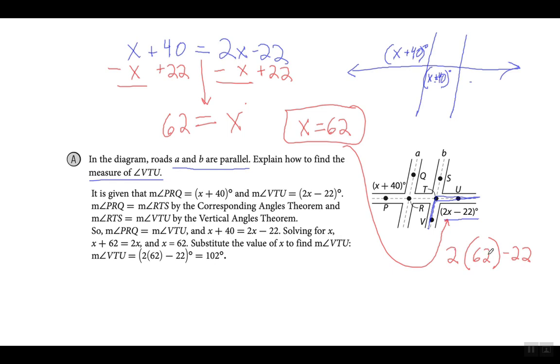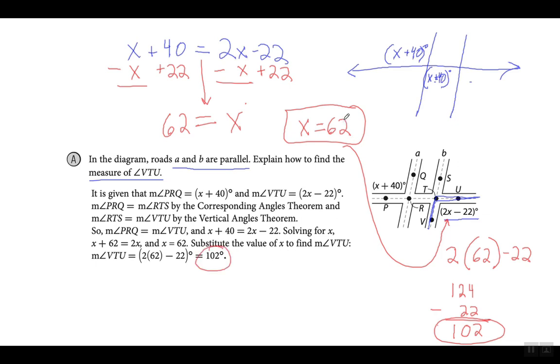2 times 2 is 4. Hey, and 2 times 6 is 12. What do you know? That was actually easy. Now, 124 minus 22. 4 minus 2 is 2. 2 minus 2 is 0. And 1 minus nothing is 1. So, the measure of angle VTU is 102 degrees.